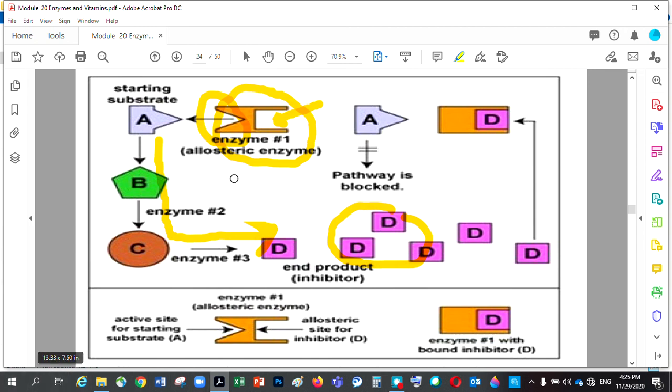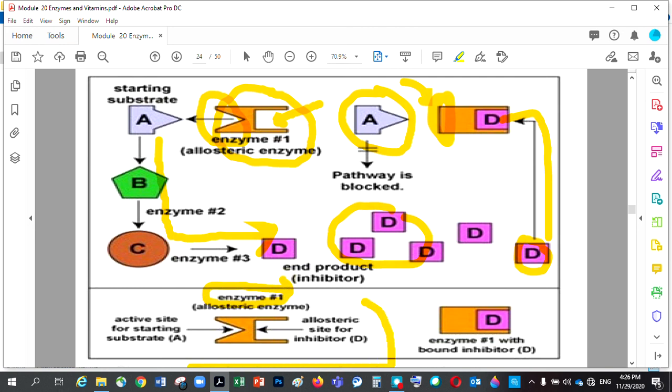Now, what happened is it went very smoothly, no problem. Now, part of D, because it accumulated too much, will come back and attach itself to what? To the allosteric site. By doing this, the active site is altered and the substrate cannot come and react with enzyme one. This is enzyme number one. I am speaking about this picture. For enzyme one, there is no reaction. Then all these steps will stop. It will not go smoothly to get D.